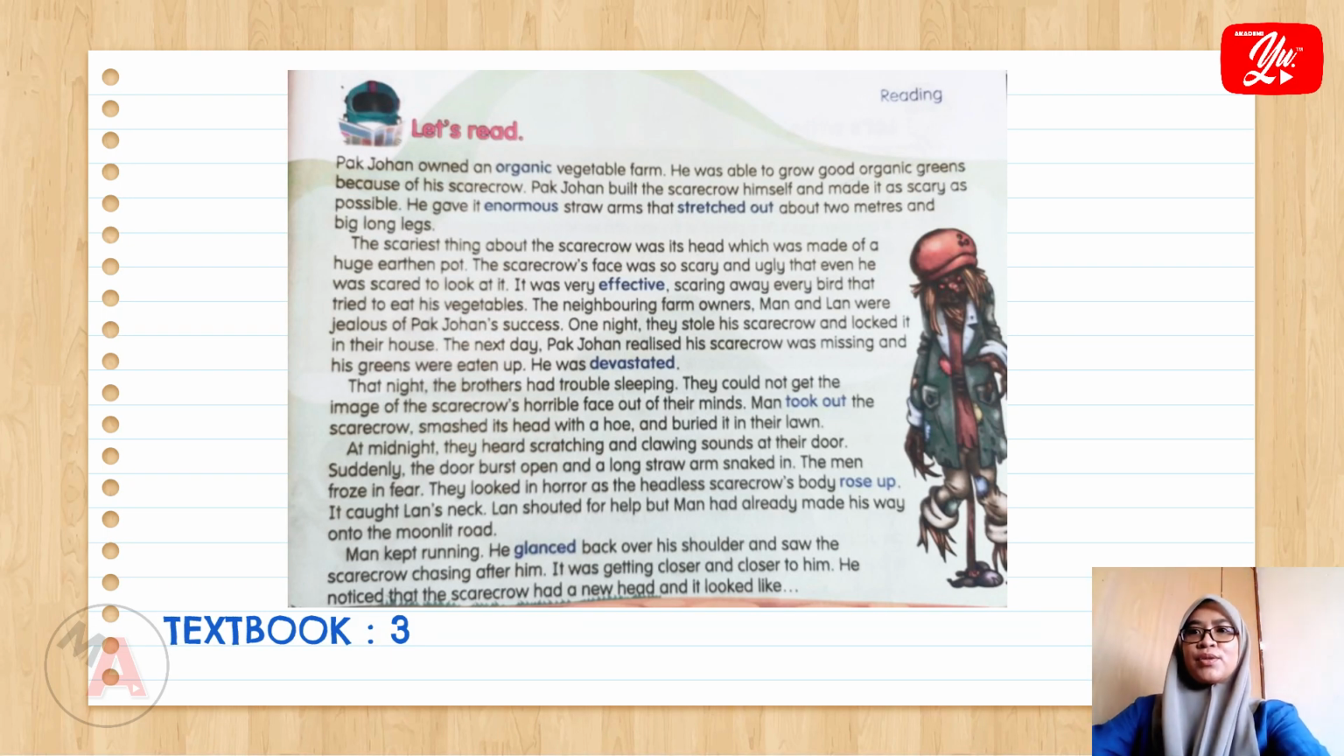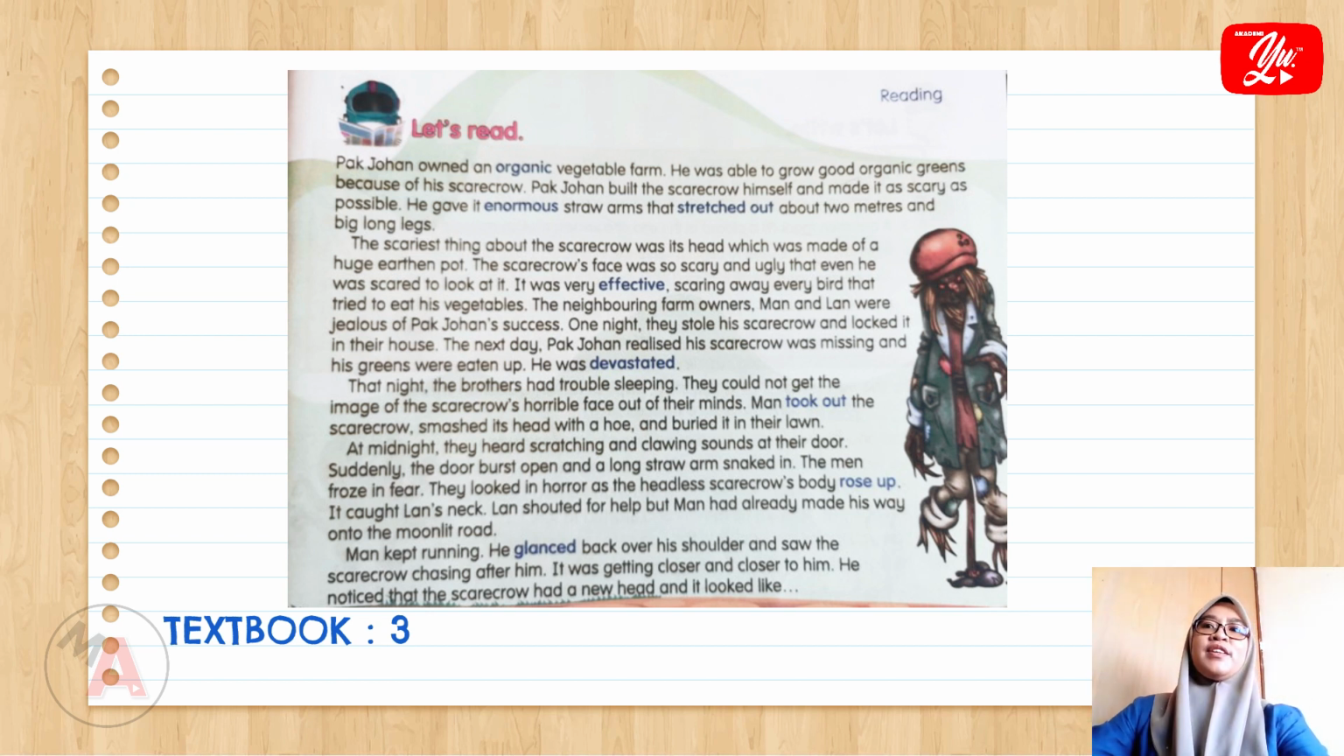Okay, so how do you find the story? I hope it's interesting. The story is about a farmer named Pak Johan. He owned an organic farm. To help him take care of the farm, he built a scarecrow. Do you know what is a scarecrow? Dalam buku teks pun ada gambar scarecrow. I think some of you might have seen a scarecrow before, especially those staying in villages. You can see scarecrows on paddy fields, farms and so on.